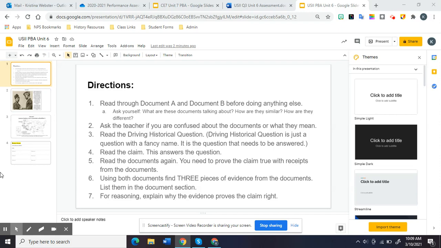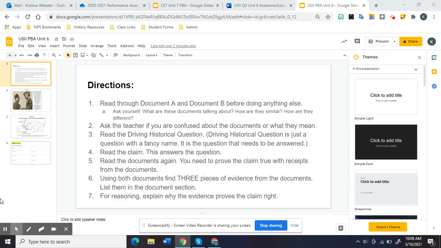Number 1, read through document A and document B before doing anything else. Ask yourself, what are these documents talking about? How are they similar? How are they different? Ask the teacher if you are confused about the documents or what they mean once you read them.